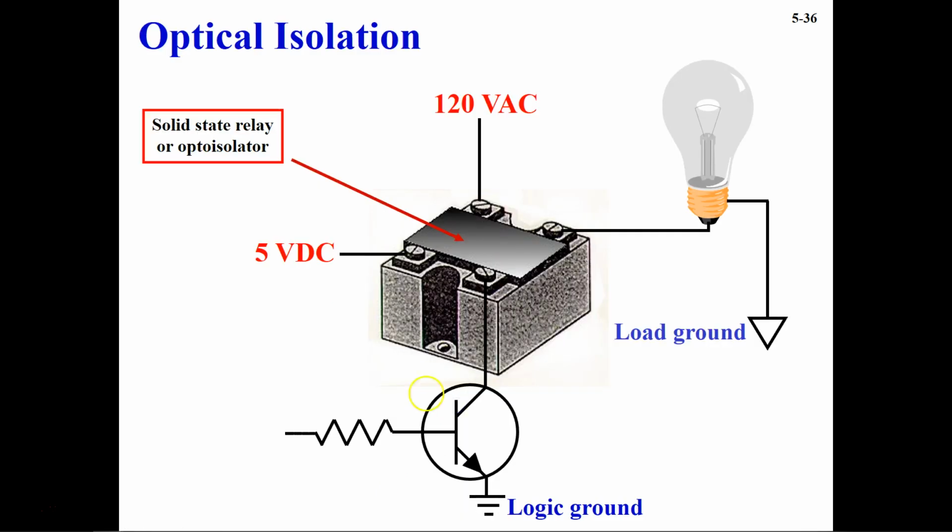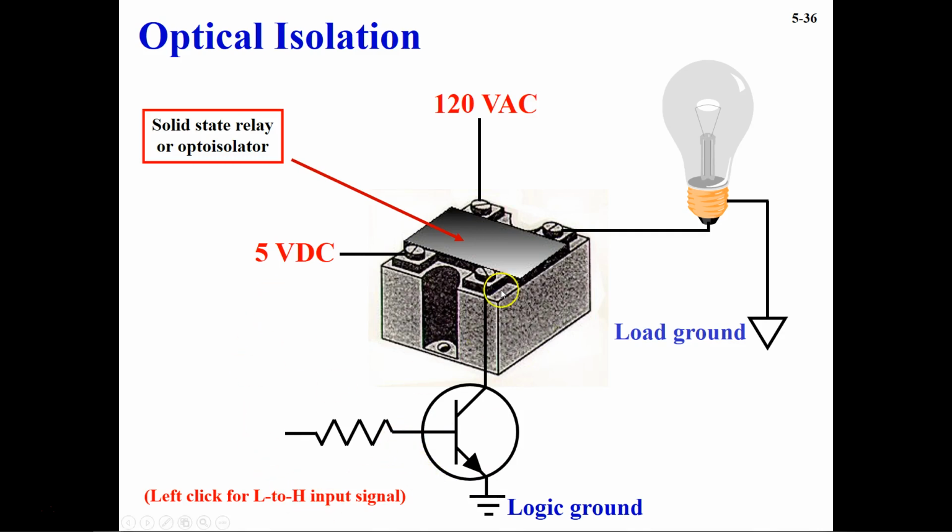Now next we have optical isolation. These optical or opto isolators are very useful devices, and they are an alternative to the electromechanical relay or electromagnetic relay, and they are used with digital circuits. And one close relative of the opto isolator is the solid state relay.